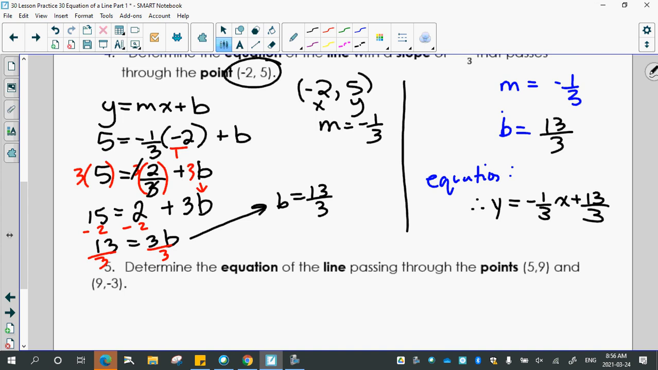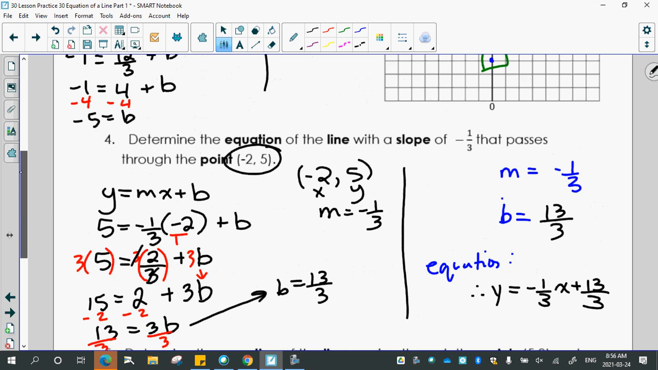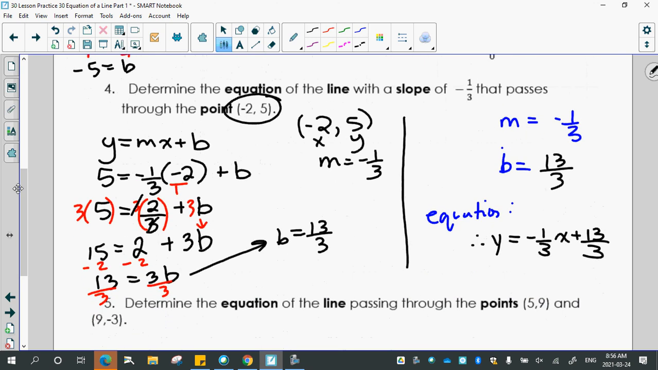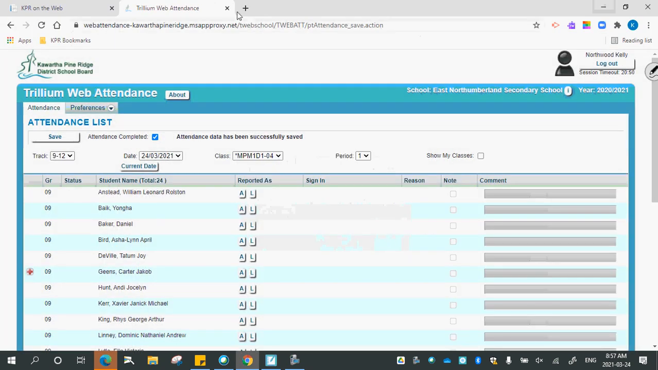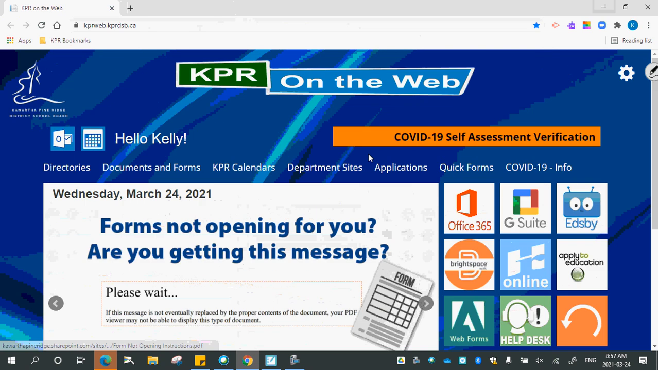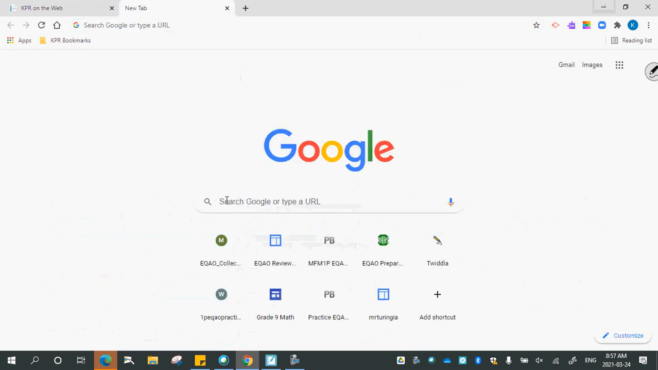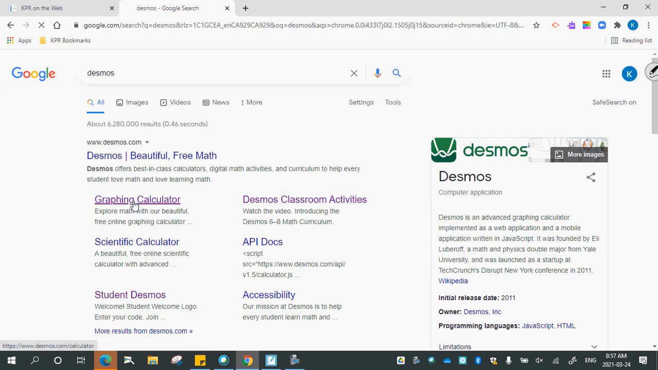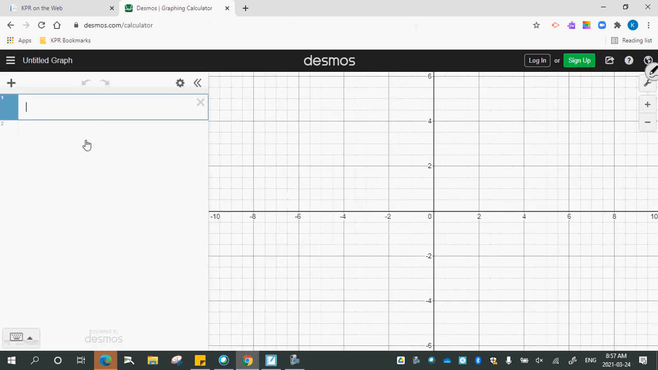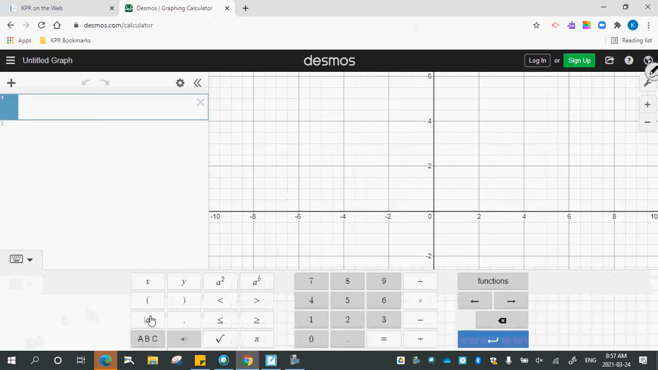Okay, this class loves checking things, so I'm going to show you how to check this on Desmos. Remember it goes through that point -2, 5. So we're going to go to Desmos and type in our equation. You guys can do this on your phone. You can just type Desmos in and go to the graphing calculator. And then it gives you things to type with.